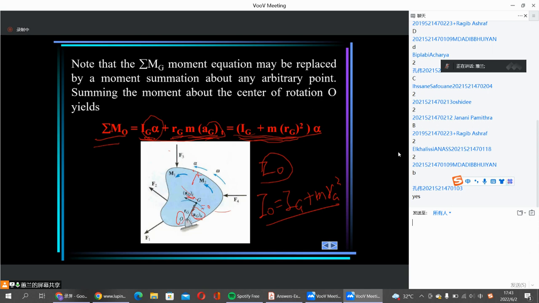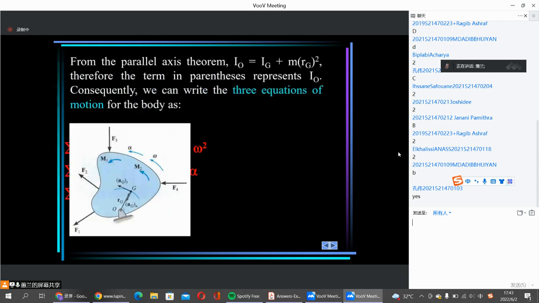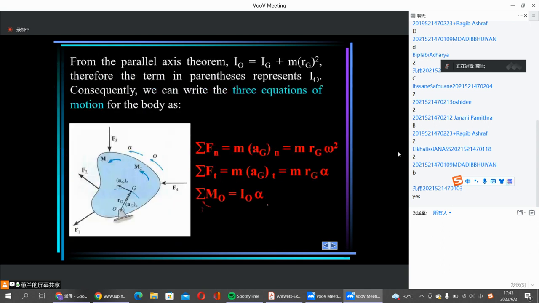Right? So what we will have? We will have sigma MO equal to IO alpha. So here, for a rigid body which is rotating, you can write down the two scalar equations for the force. Because for two equivalent force systems, they should have the same resultant force, and also the same moment about any point.